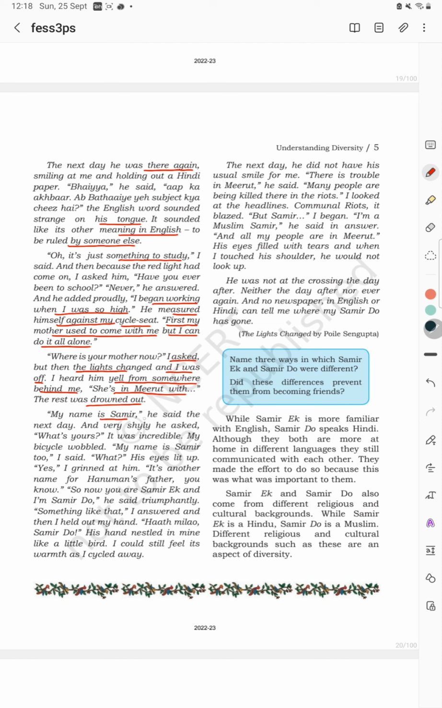"My name is Samir," he said the next day, and very shyly he asked, "What's yours?" It was incredible. My bicycle wobbled. "My name is Samir too," I said. "What?" His eyes lit up. "Yes," I grinned at him. "It's another name for Hanuman's father, you know. So now you are Samir 1 and Samir 2."